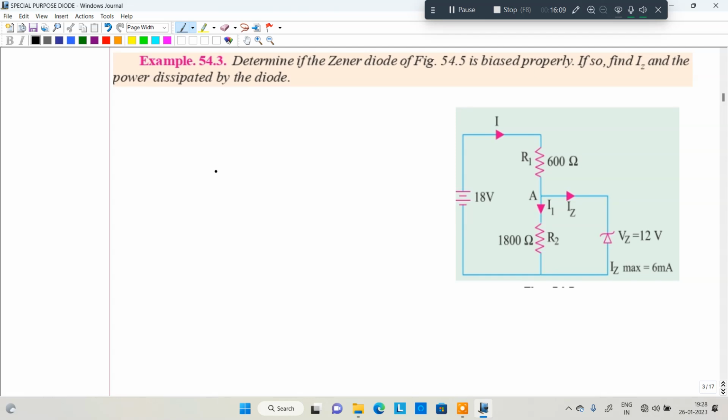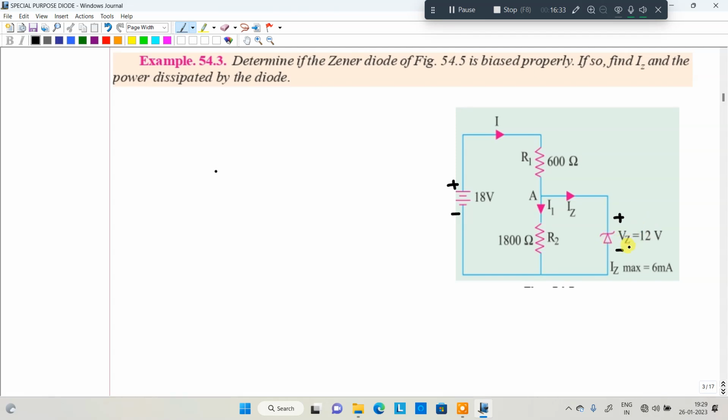In that question, the first thing you need to identify is whether it is properly biased or not. First, polarity wise we'll see. It is positive, it is negative, right? So the Zener, positive and negative, it is a reverse bias. Okay, the first condition is satisfied. The Zener diode is connected in the reverse bias condition.